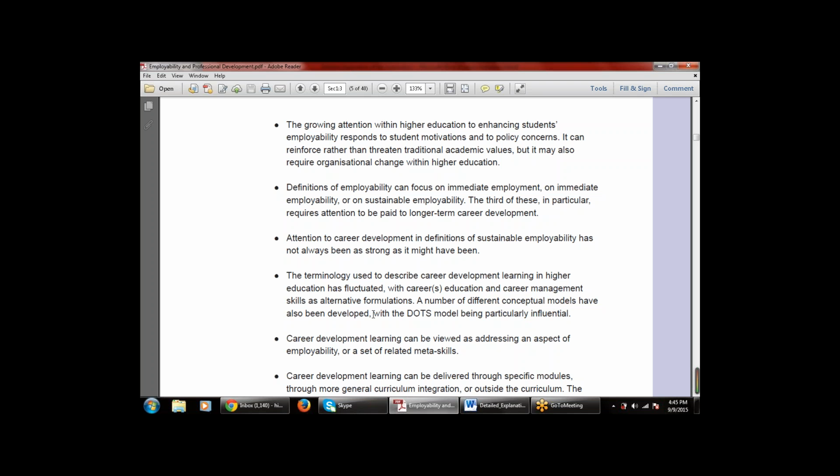So the terminology used for career development studied in higher education has fluctuated, with careers education and career management skills as alternative formulations. That is, what are the various alternative formulations, the various career development skills used, with career education and career management skills as alternative formulations. A number of different conceptual models have also been developed, with the DOTS model being particularly influential. So whatever the different concepts and models used, they were developed with the DOTS model being influential.